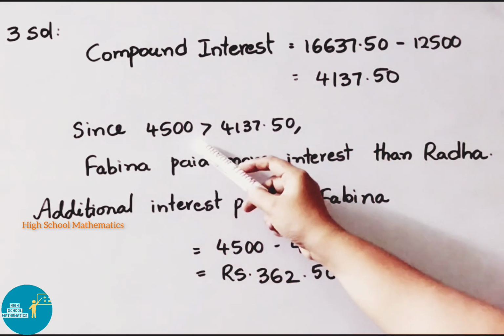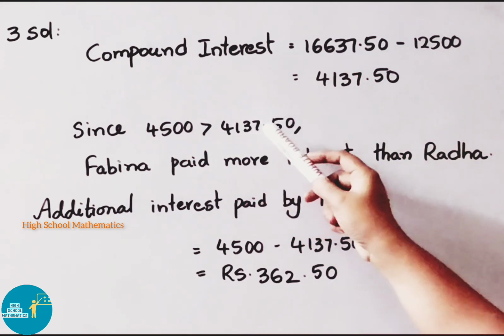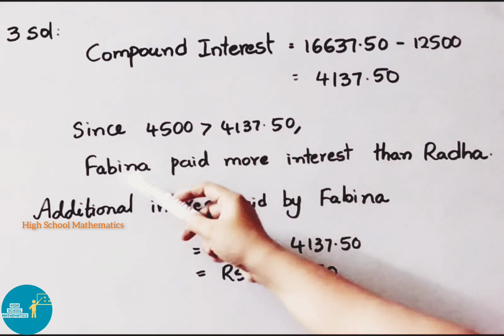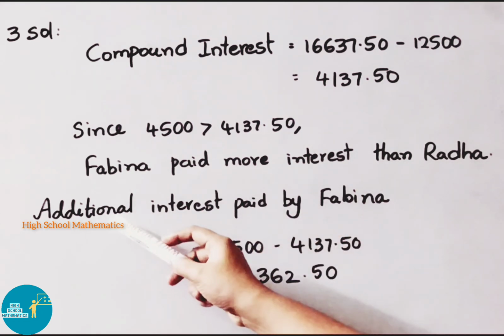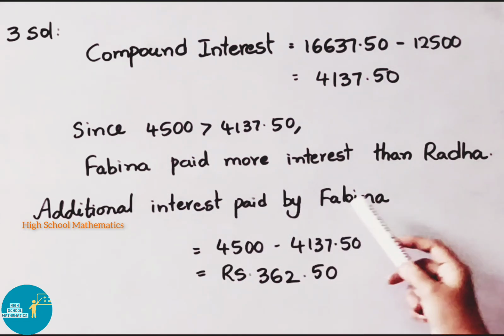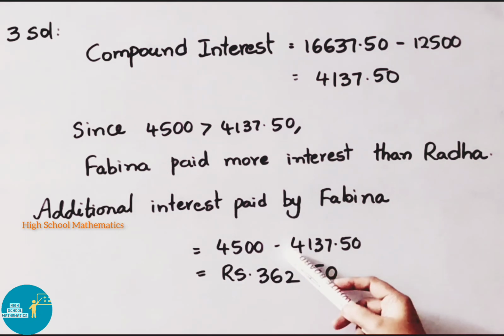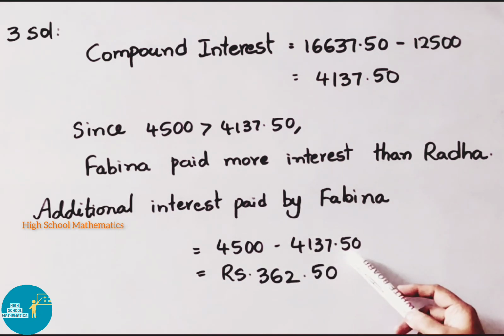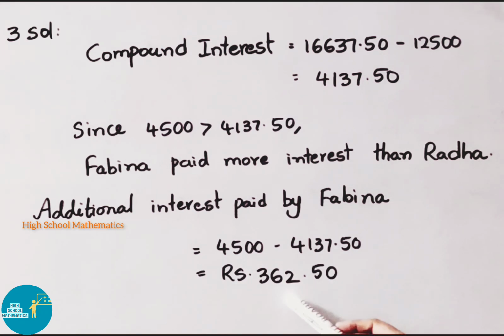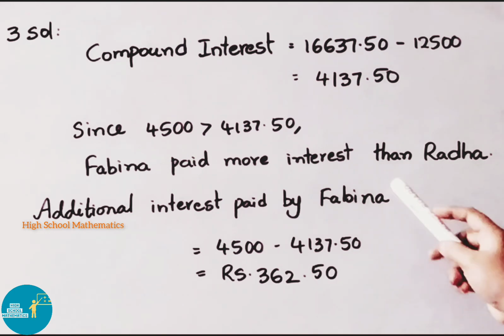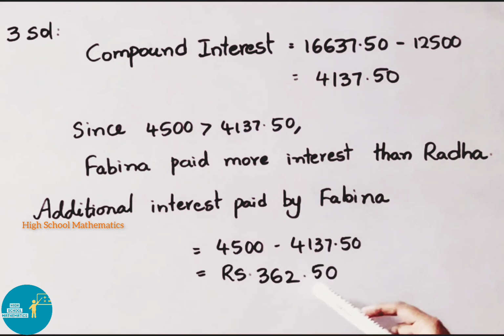Since 4,500 is greater than 4,137 rupees 50 paise, Fabina paid more interest than Radha. So additional interest paid by Fabina is 4,500 minus 4,137 rupees 50 paise. On subtracting both, we get 362 rupees 50 paise. Therefore, Fabina paid 362 rupees 50 paise more than Radha.